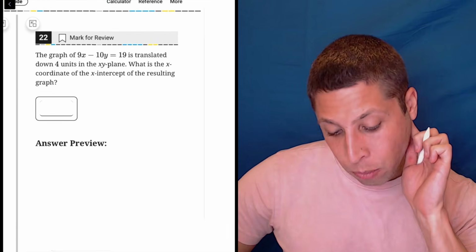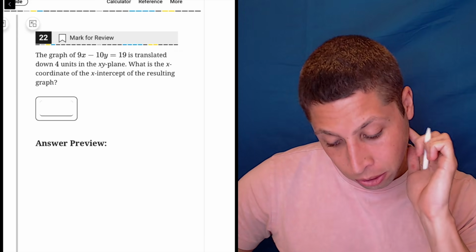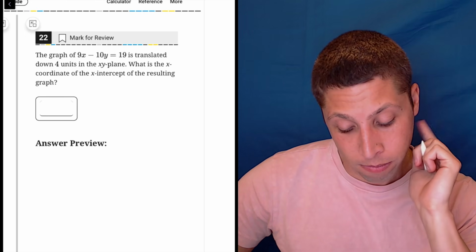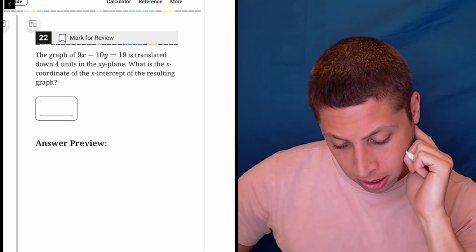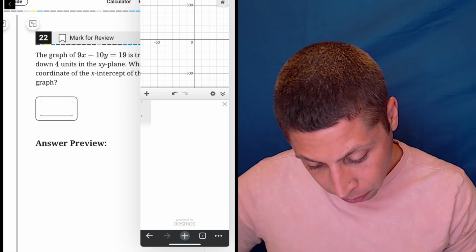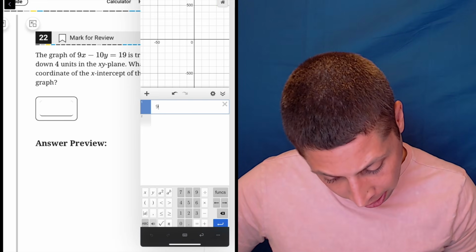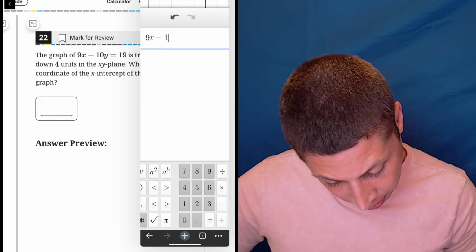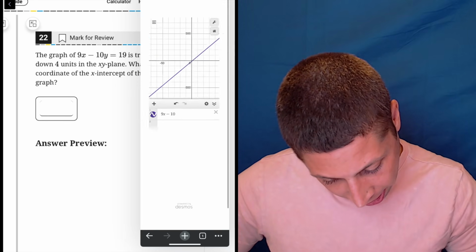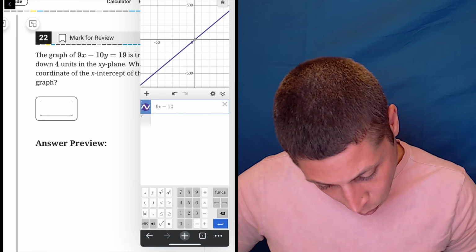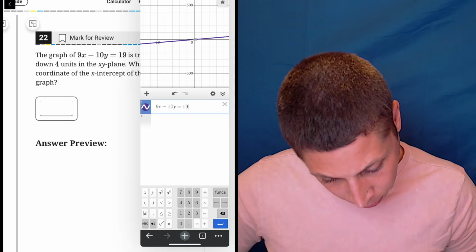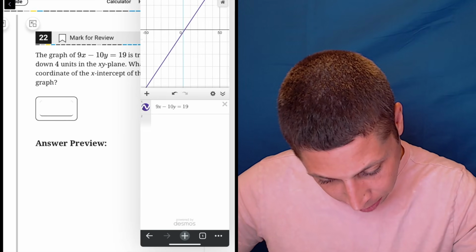All right, the graph of 9x minus 10y equals 19 is translated down 4 units in the xy-plane. What is the x-coordinate of the x-intercept in the resulting graph? Okay. How would I do this? I guess we can just graph it using Desmos. Let's clear out what we've done before. So this is going to actually look like a line. 9x minus 10y is equal to 19. Okay. Gotta get my scale back. There we go.